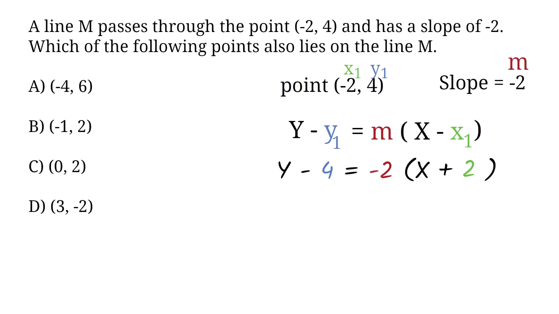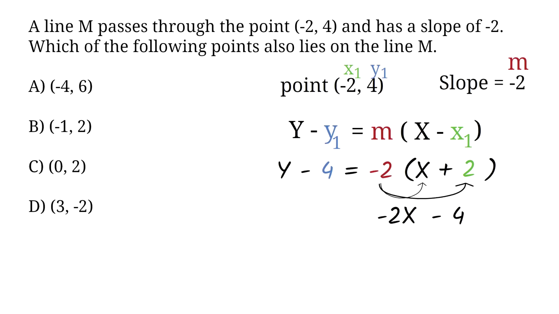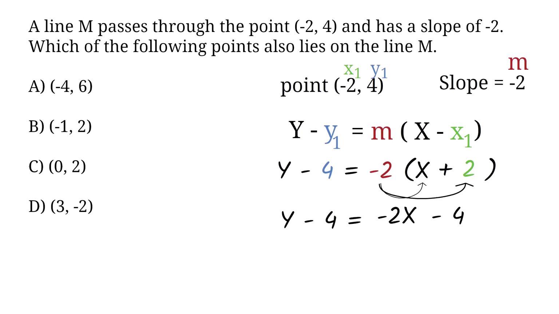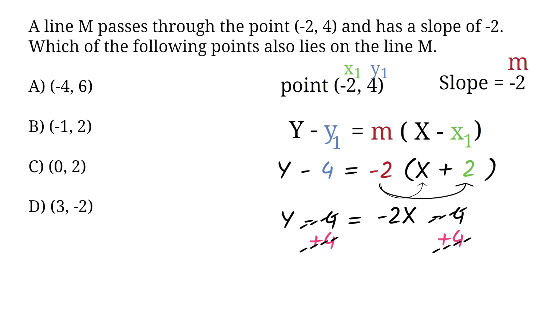We expand. -2 times x is -2x. -2 times 2 is -4. So we have y minus 4 equals -2x minus 4. We want the y to be on one side of the equation. We will add 4 to both sides. The 4 will cancel out. So we have y equals -2x. Now that we have the equation in the slope-intercept form, we can input our x values from the options and check if we will get our y value.